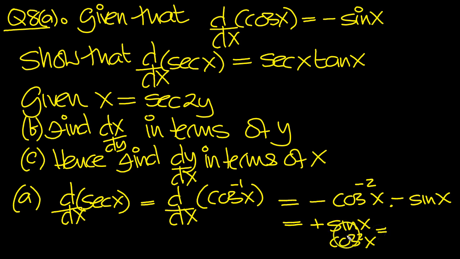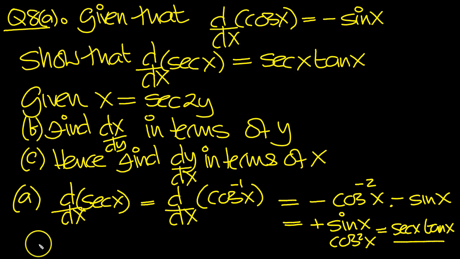Which equals, and then if you take one of these sines to be with one of the cosines, you're going to get tan x. But you'll also get one of the cosines underneath, so it's 1 over cosine, which is sec x. So that's what we wanted there. Okay, sec x tan x, which is what we wanted to show.